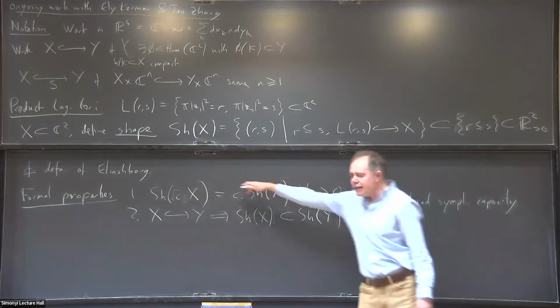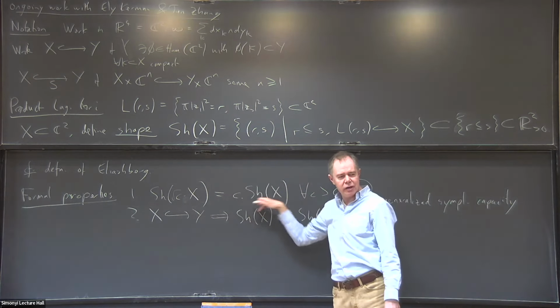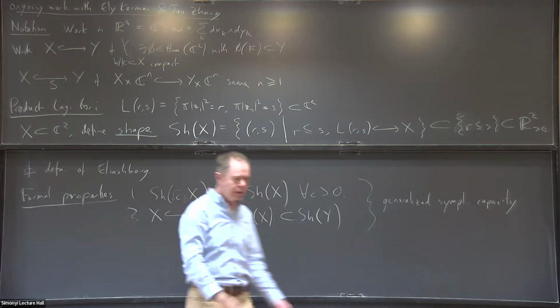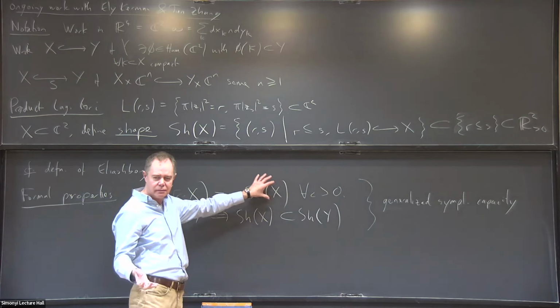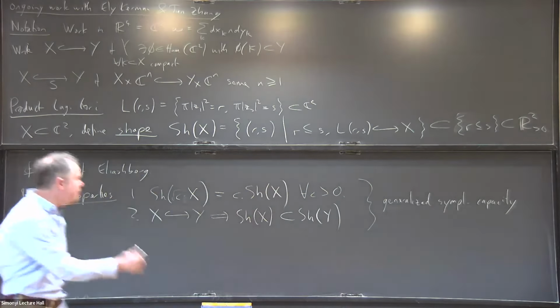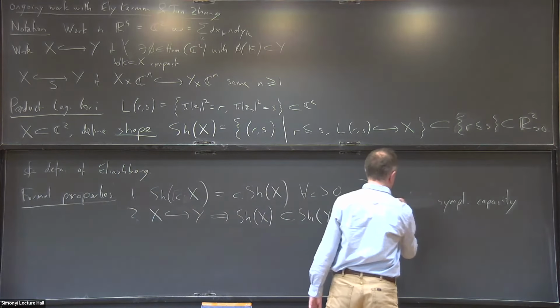In other words, it scales under scaling the symplectic form and it's monotonic under embeddings in some sense. And some capacities I think are supposed to be real valued. This is like a sec valued. Sec valued, I think is really what I said.